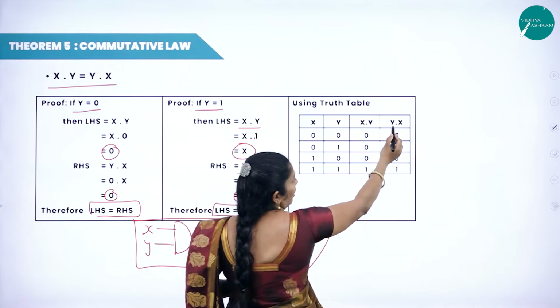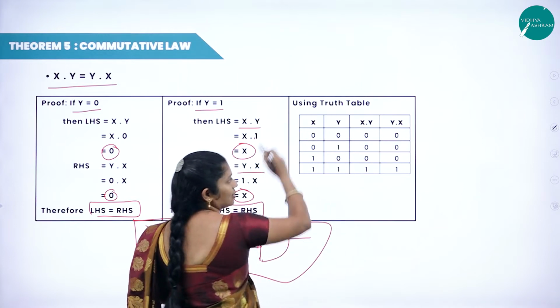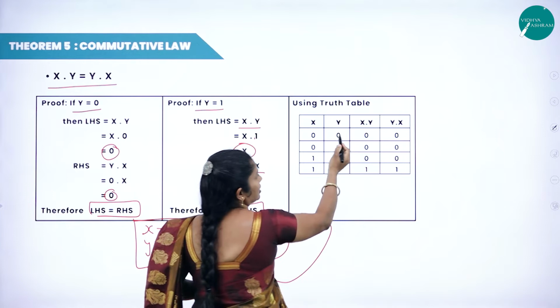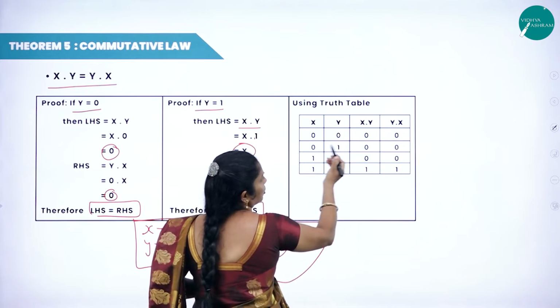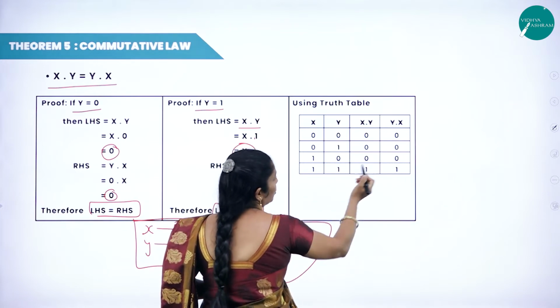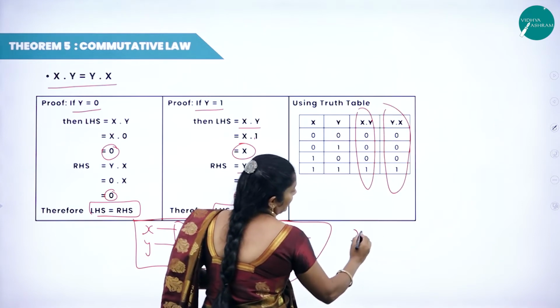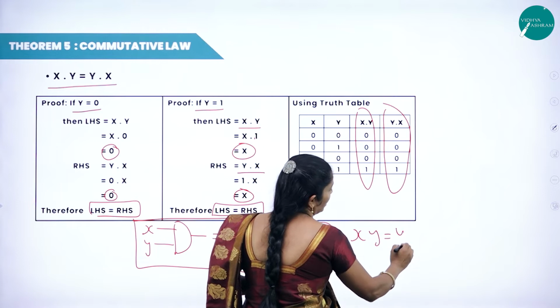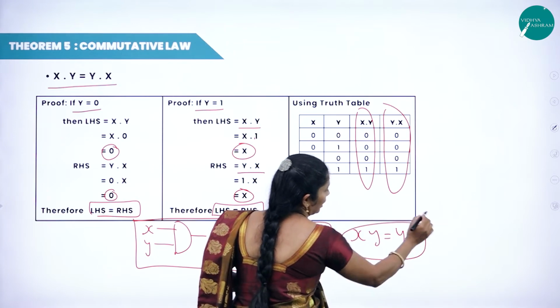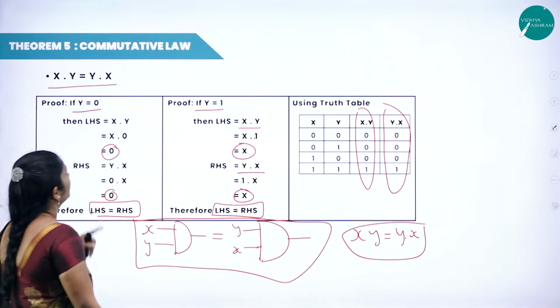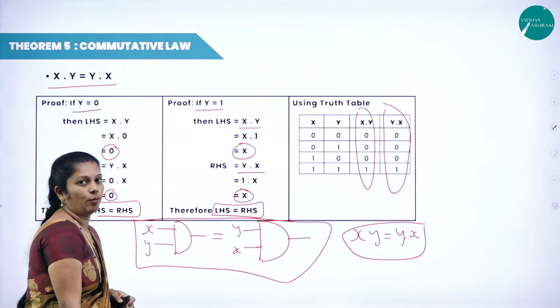Then next, y into x. First I am to take the y column, then the x column I am to consider. That is 0 into 0 is 0. 1 into 0 is 0. 0 into 1 is 0. 1 into 1 is 1. Therefore, see, x into y value is the same as y into x value. This is regarding the commutative law, the second commutative law.